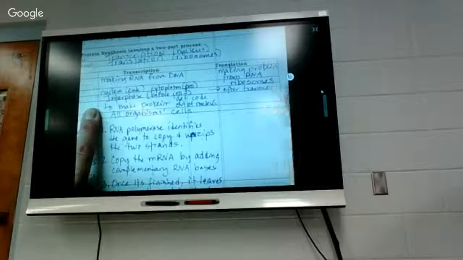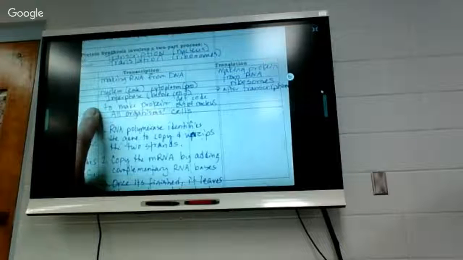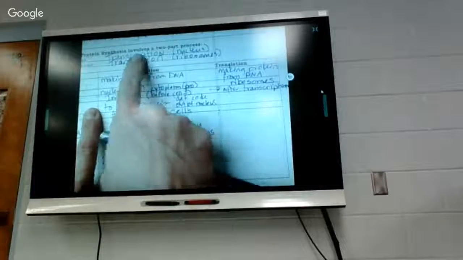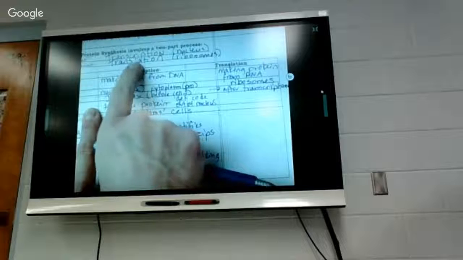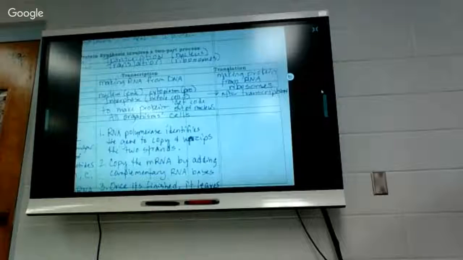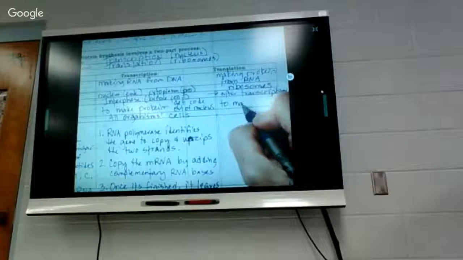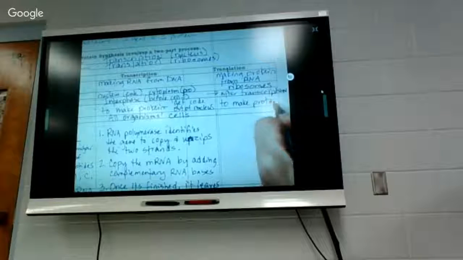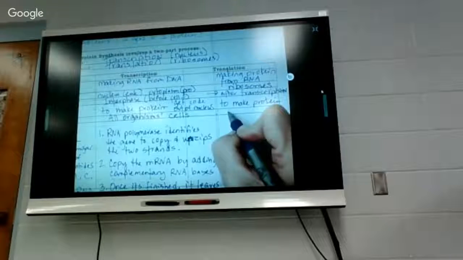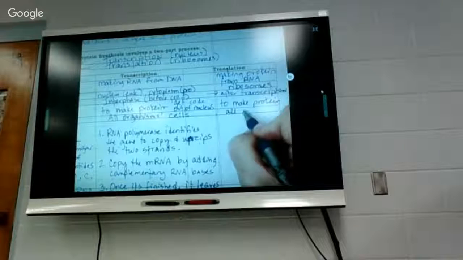Now, to keep it straight, is there an alphabetical order? Transcript comes before translate. If you know C before L, that's how you can remember which one comes first. If you just remember alphabetical order, then you won't get them switched. So what's the whole point? To make protein. And who does it? Everybody. Yep, all organisms.